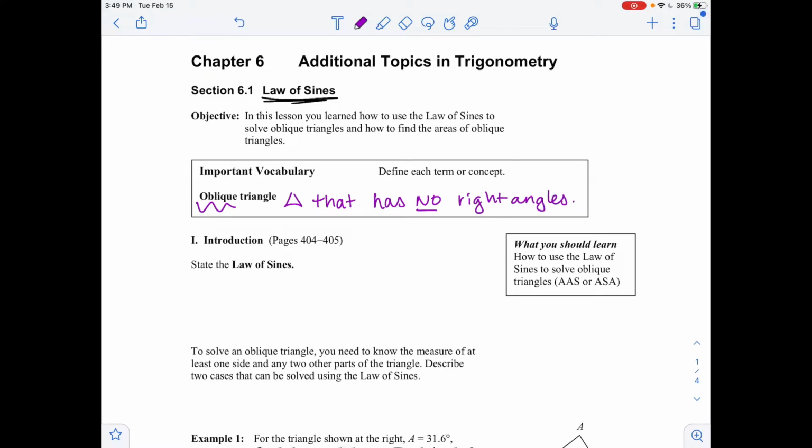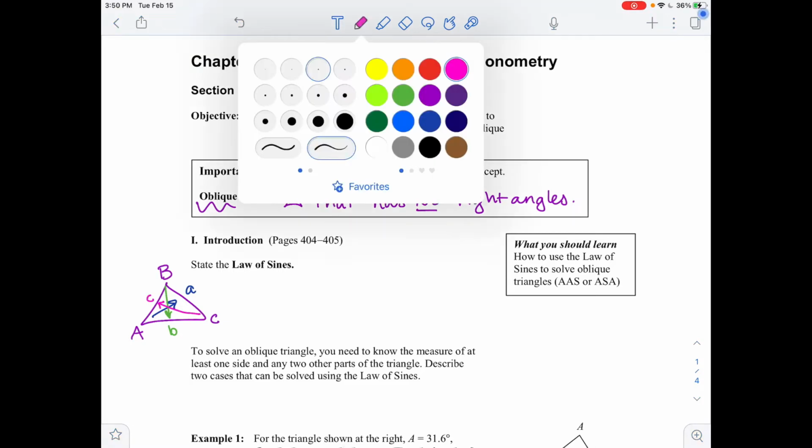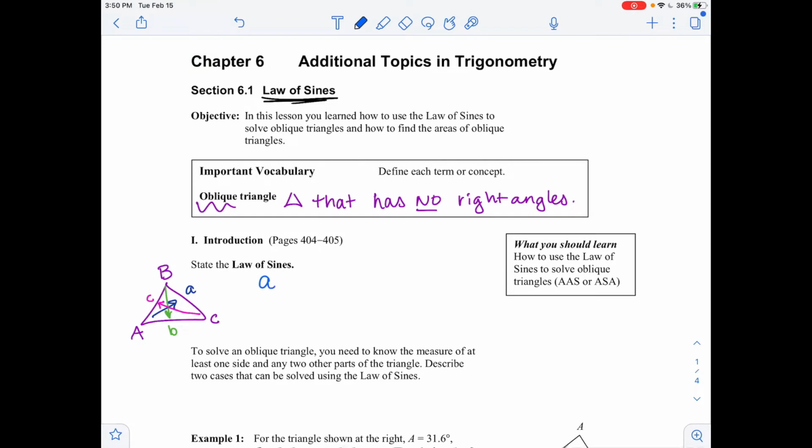And what the law of sines says, if we have this triangle where this is angle A, angle B, and angle C, side A is opposite angle A, side B is opposite angle B, and side C is opposite angle C, is that side A divided by the sine of angle A is equal to side B over the sine of angle B is equal to side C divided by the sine of angle C, if triangle ABC is a triangle with sides A, B, and C.